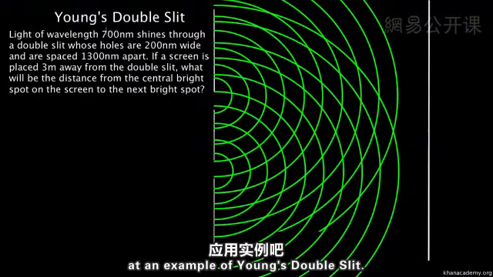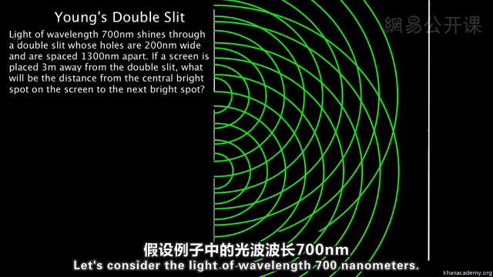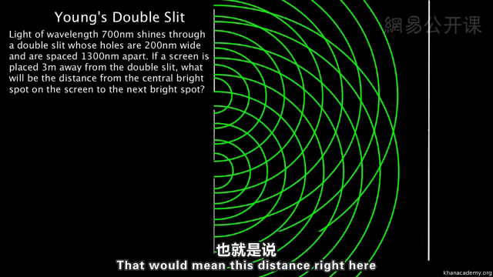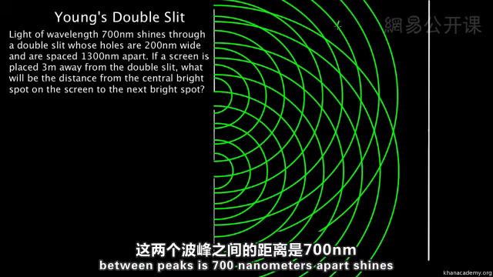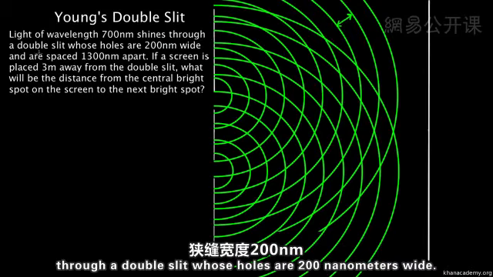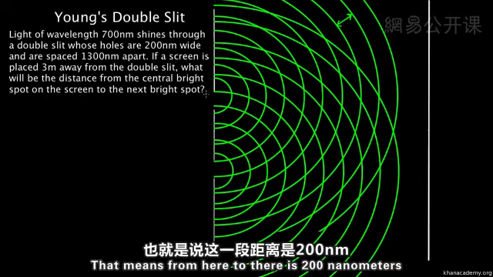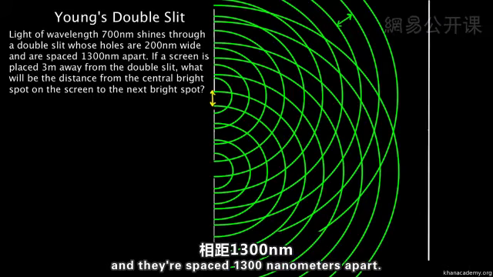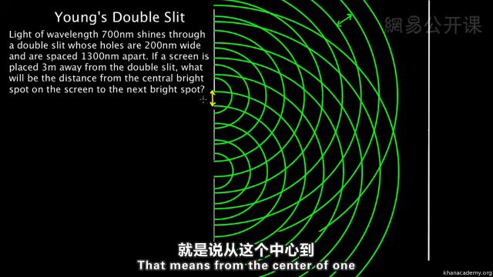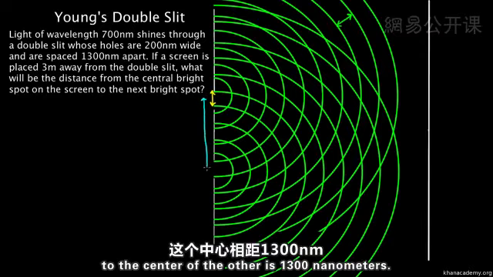I think we should look at an example of Young's double slit. Let's consider light of wavelength 700 nanometers. That would mean this distance right here between peaks is 700 nanometers apart. It shines through a double slit whose holes are 200 nanometers wide. That means from here to there is 200 nanometers, and they're spaced 1300 nanometers apart. That means from the center of one to the center of the other is 1300 nanometers.